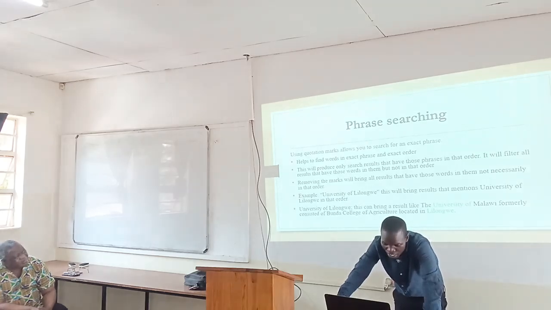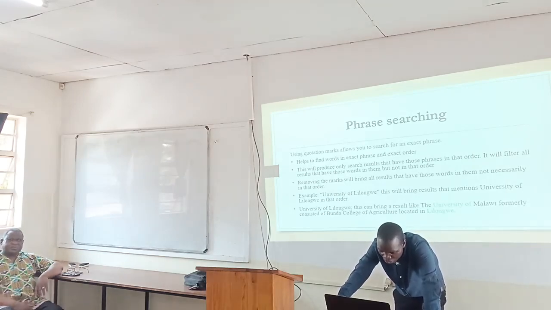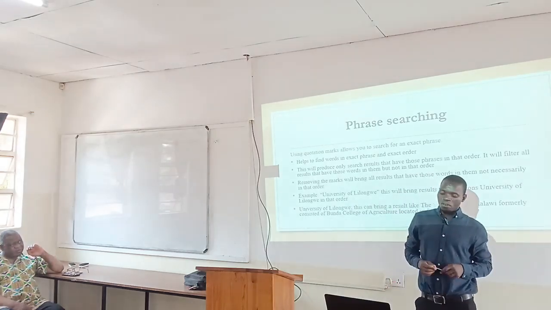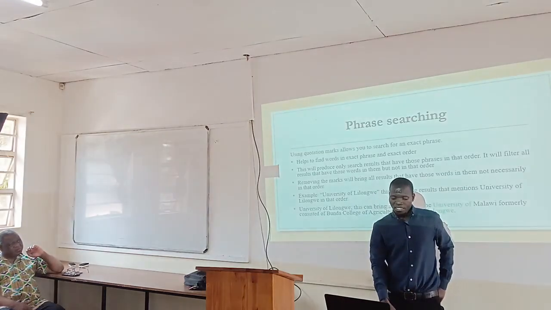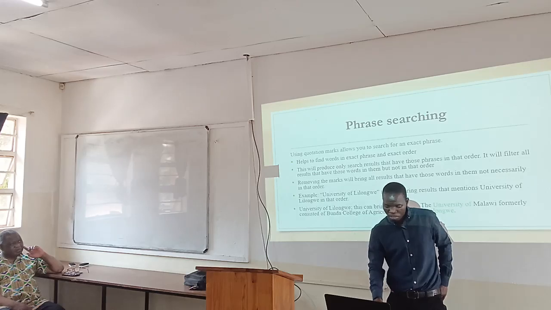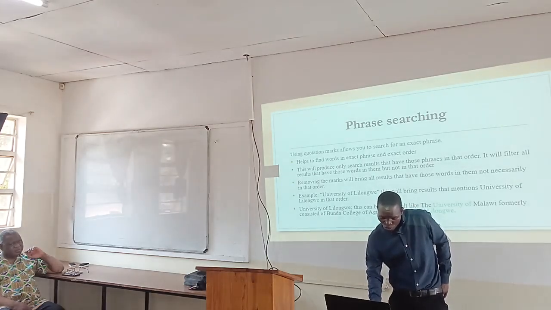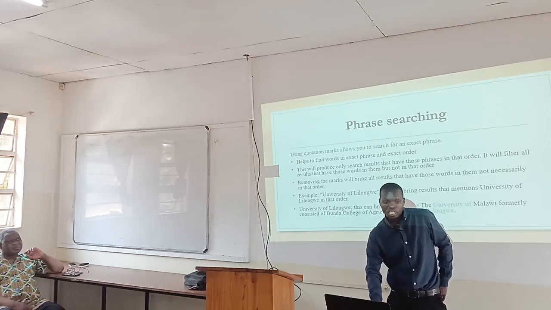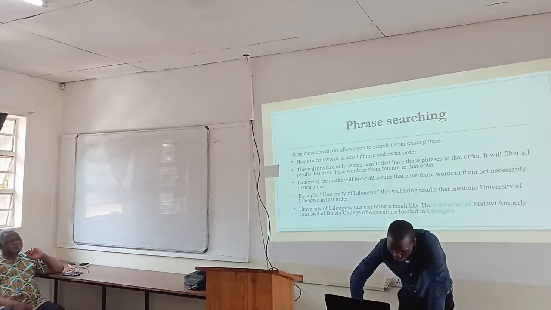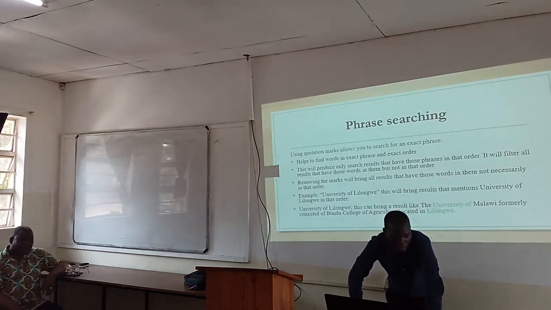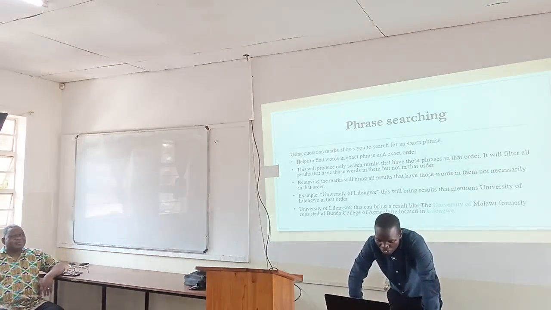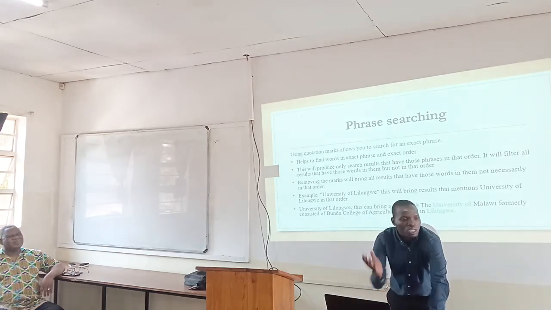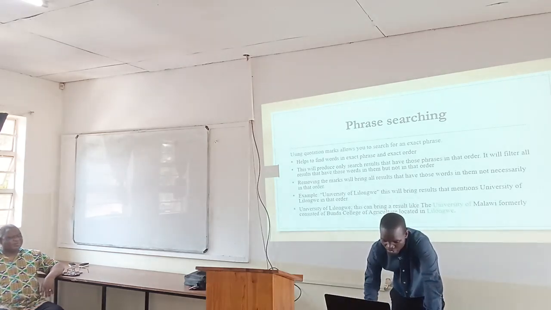"University of Lilongwe." This will bring the results that mention University of Lilongwe in that order, just because you have put your quotation marks. Those who are on the internet, you can try that so that you can make it clear. Try to search for "University of Lilongwe" with quotation marks. The result will bring results that mention University of Lilongwe in that order. But then if you try again to put University of Lilongwe without quotation marks, it will give a lot of information about the university, about Lilongwe, not in that order, per your request. Have you tried that?